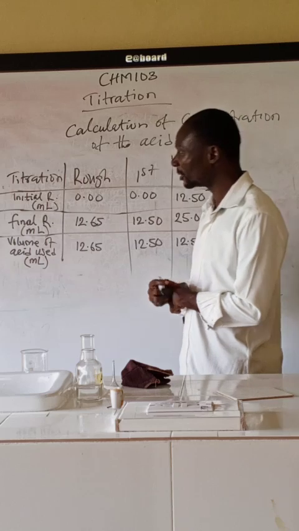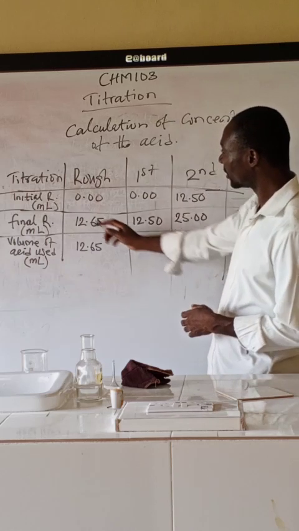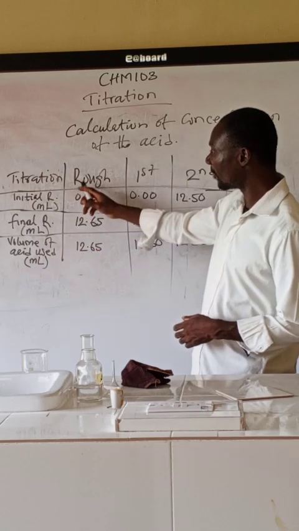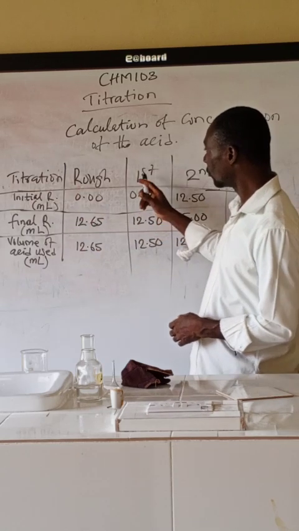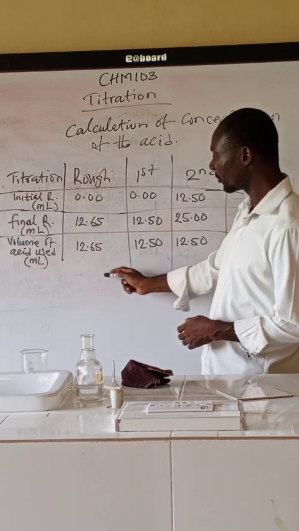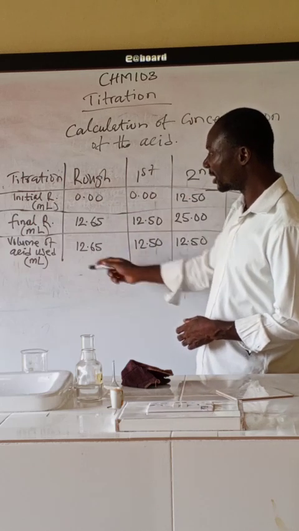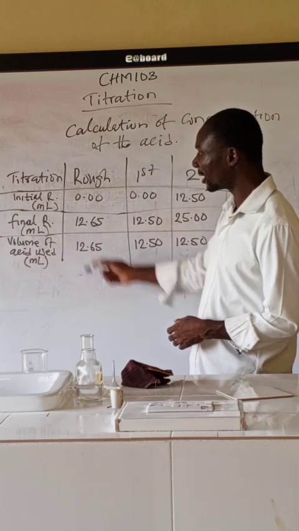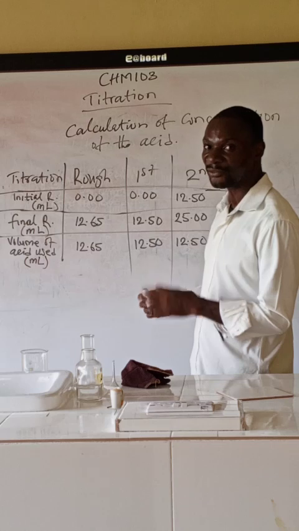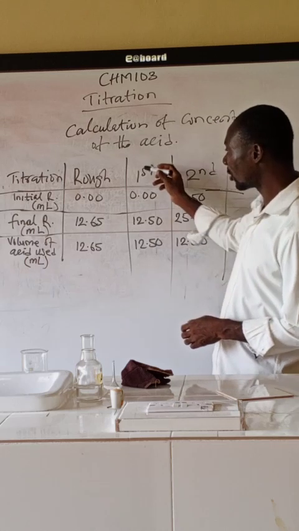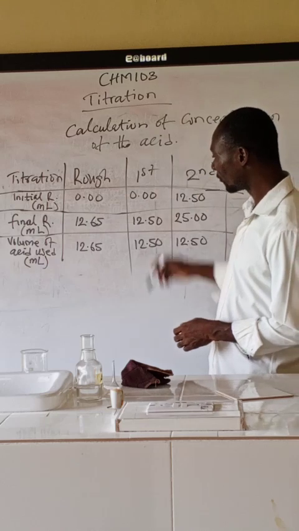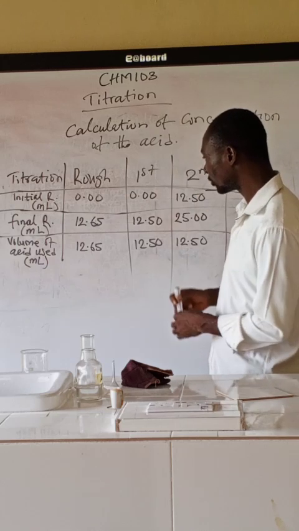In titration experiments, this is our titration data. Now we have our first reading and the second reading. The rough is just a trial titration, so it's not included in the calculation of average titer volume. So we're going to use the first and the second titration for our titer volume calculation.